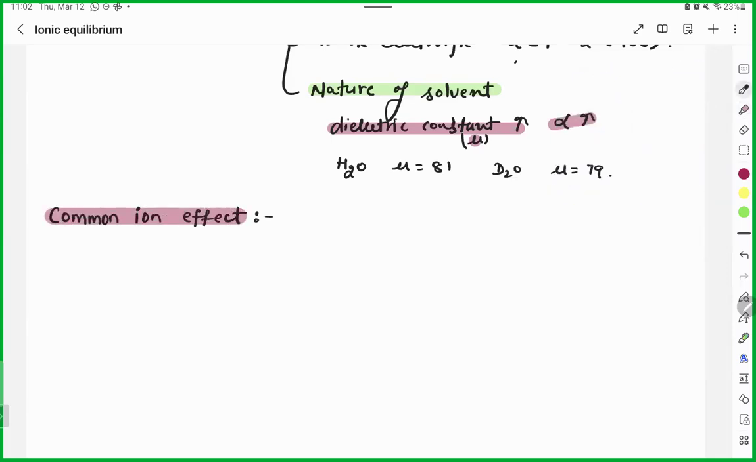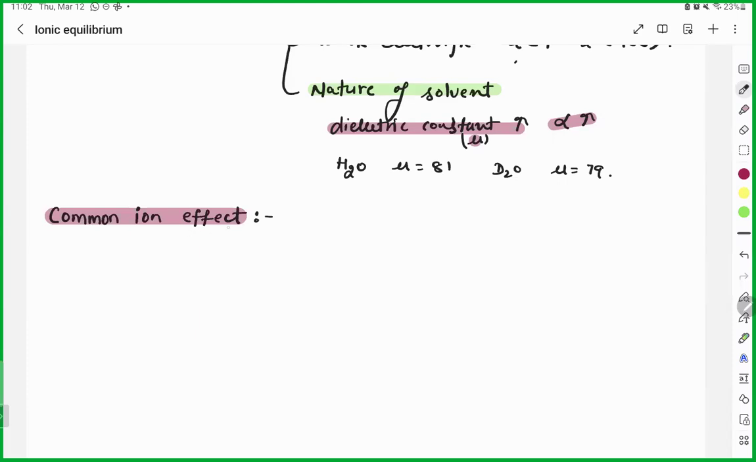Common ion effect. In the common ion effect, when we take a strong electrolyte that has a common ion and mix it with a weak electrolyte, then the degree of dissociation of the weak electrolyte will decrease. And that is the common ion effect.